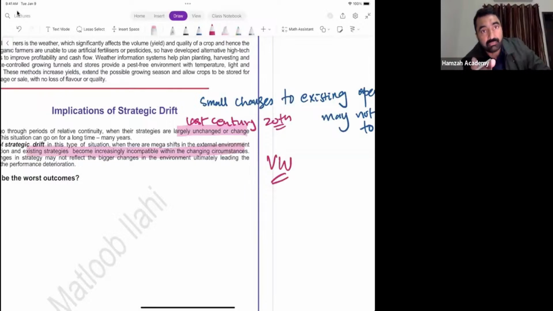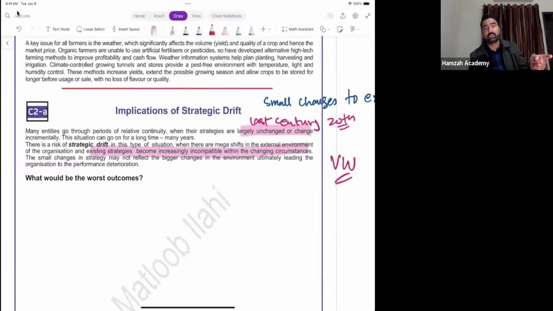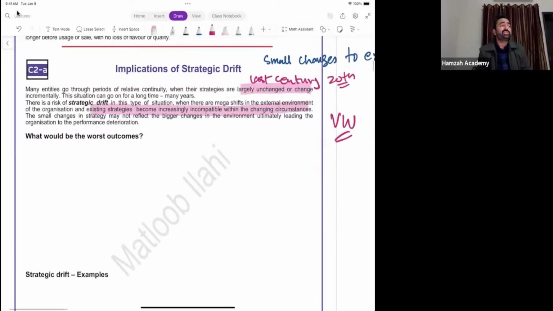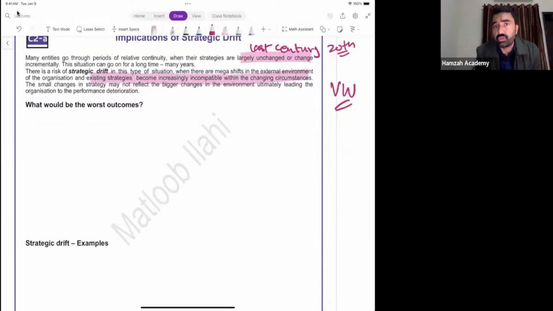This is a good example of smaller changes: auto companies have been improving the efficiency of engines to make them more environment friendly. But these are still combustion engines that emit a lot of CO2. As a result, because of the very big size of Volkswagen, it became difficult for Volkswagen to adjust to the bigger changes happening. So here is a big question. What would be the worst outcomes for any organization or any business?